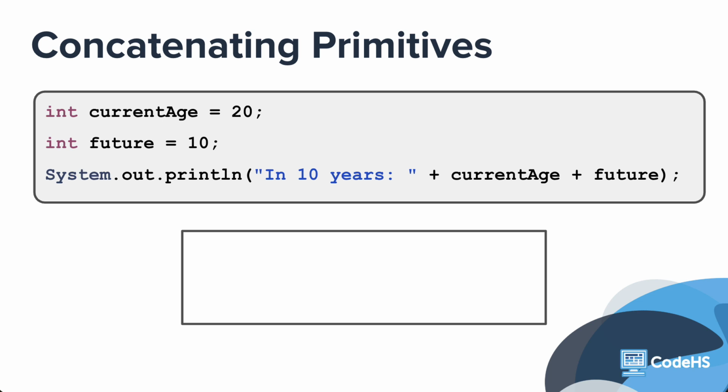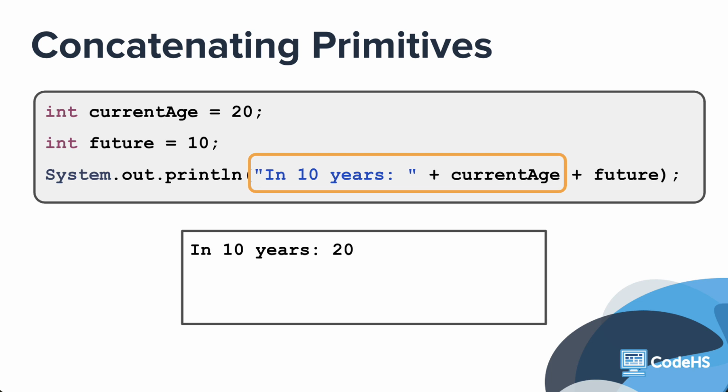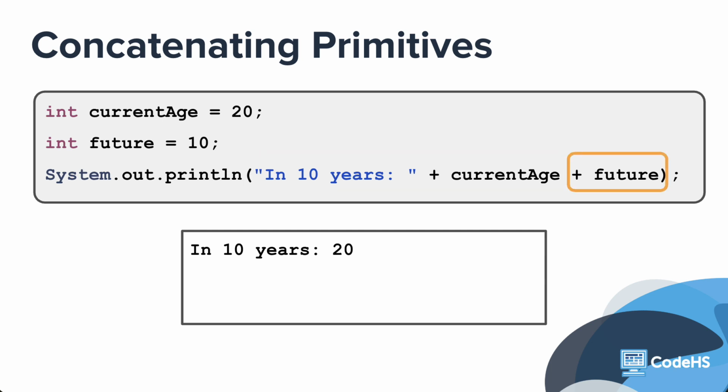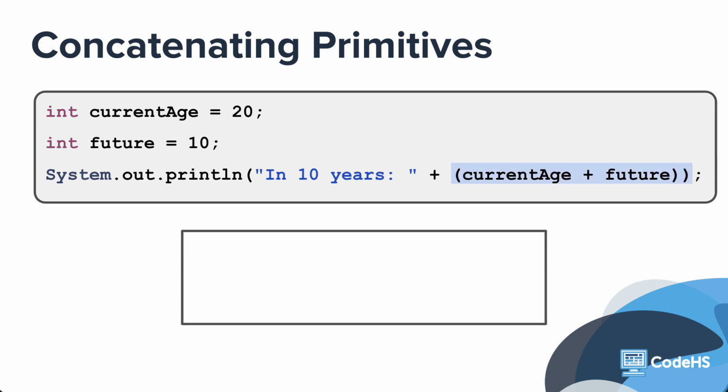Java works left to right, so it first evaluates the concatenation of the string literal with the int current age. This results in the string in 10 years, 20. Since the 20 has already been concatenated and converted to a string, the second concatenation puts the 10 on the end instead of adding 10 and 20 together, as you might expect. To force Java to add first, you can add parentheses around the addition. With parentheses, the order of operations changes, and the two integers are added before they are concatenated with the string, resulting in the expected behavior.